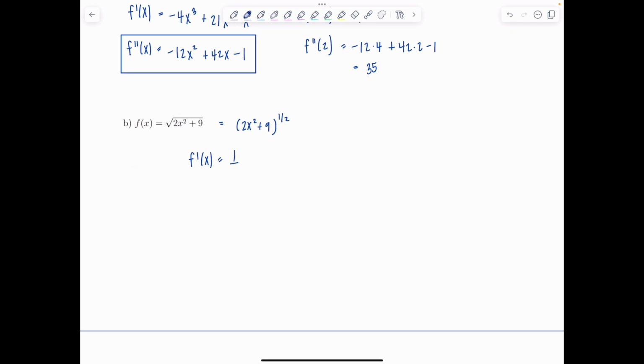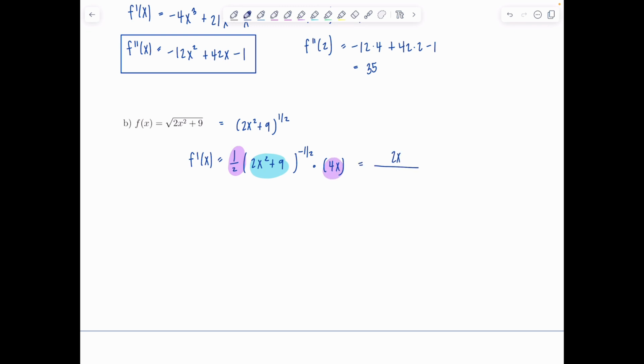You bring that 1/2 down front and the new exponent is negative 1/2. Don't touch what's inside. And now by the chain rule, I'm going to multiply by the derivative of what's inside. So what's the derivative of 2x squared plus 9? 4x. Very good. And then from here, let's clean up, because 1/2 times 4x, that's just 2x.